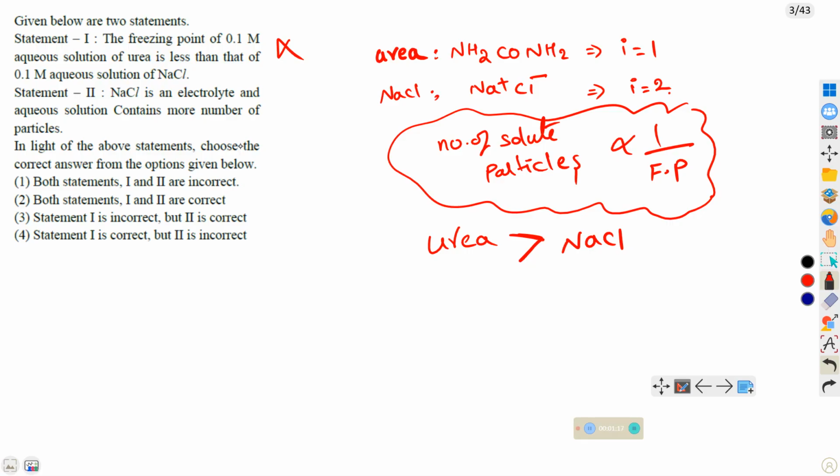Second statement, NaCl is an electrolyte and its aqueous solution contains more number of particles. Correct. Compared with urea, it contains more number of particles. Statement 1 is incorrect, but statement 2 is correct.